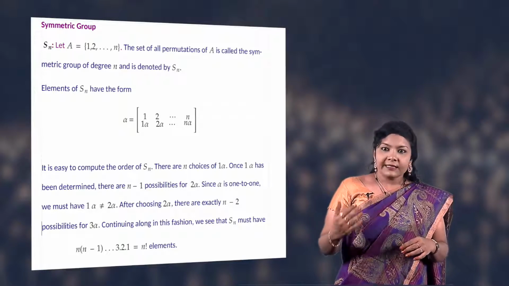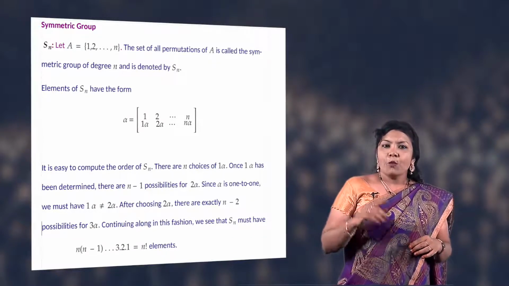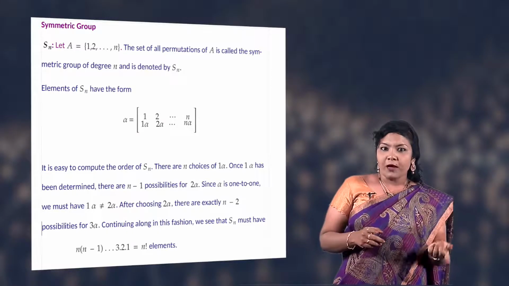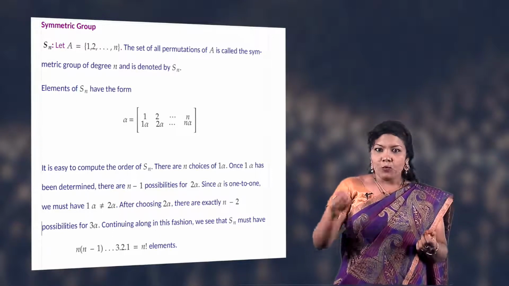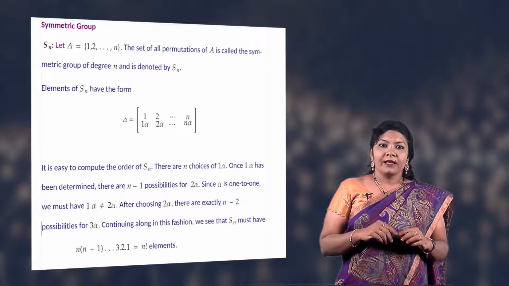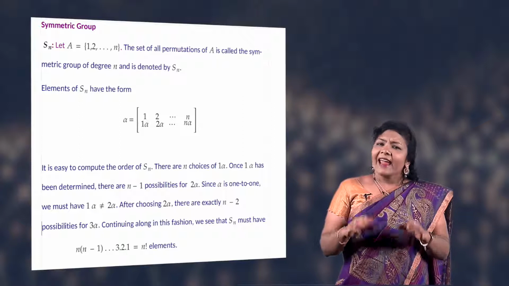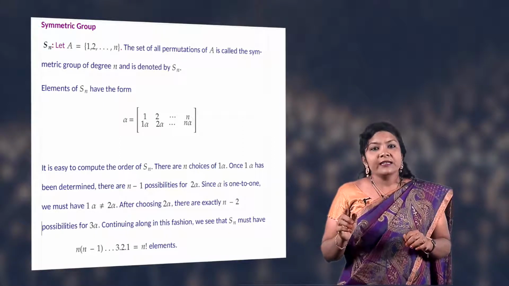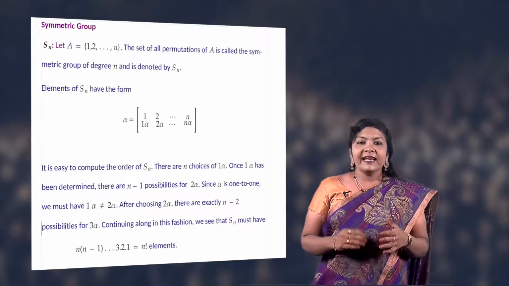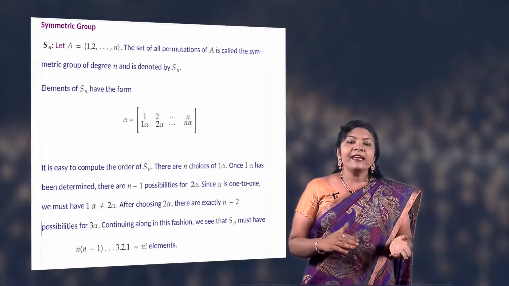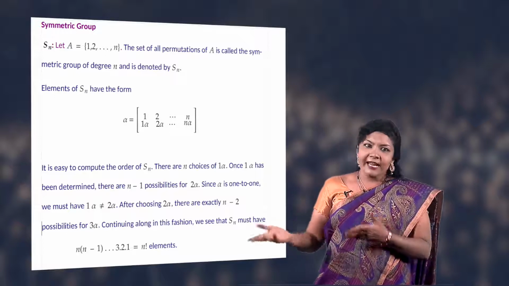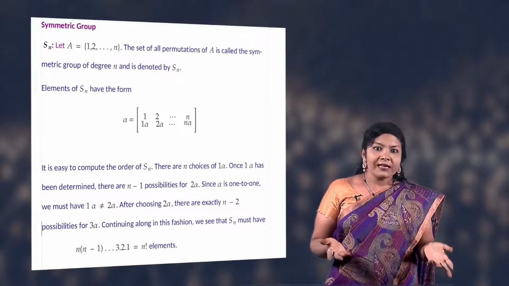It is easy to compute the order of Sn. There are n choices of 1 alpha. Once 1 alpha has been determined, there are n minus 1 possibilities for 2 alpha. Since alpha is one to one, we must have 1 alpha not equal to 2 alpha. After choosing 2 alpha, there are exactly n minus 2 possibilities for 3 alpha. Continuing along in this fashion, we see that Sn must have n into n minus 1 into and so on down to 3 into 2 into 1, nothing but the product of the first n natural numbers, which is equal to n factorial elements.